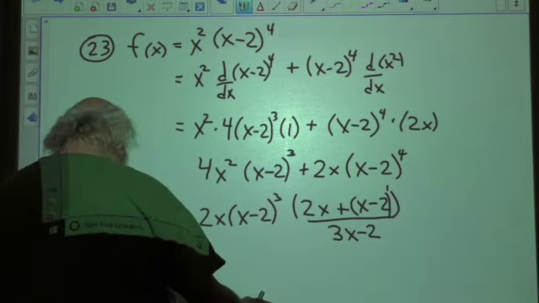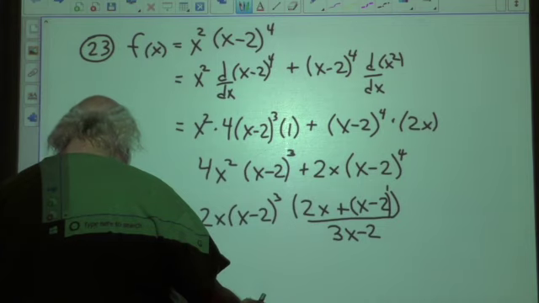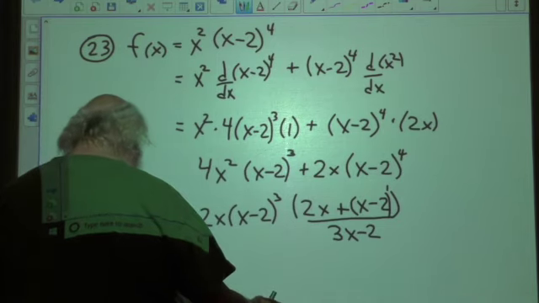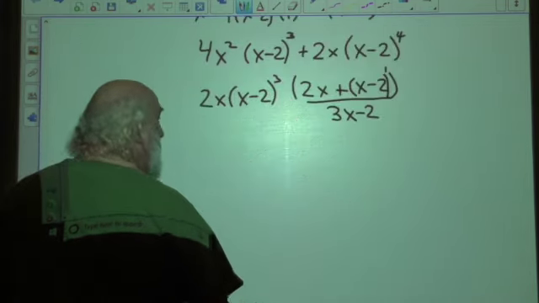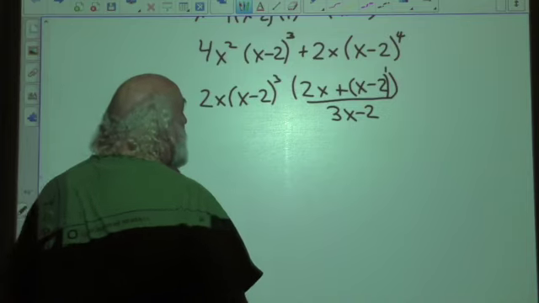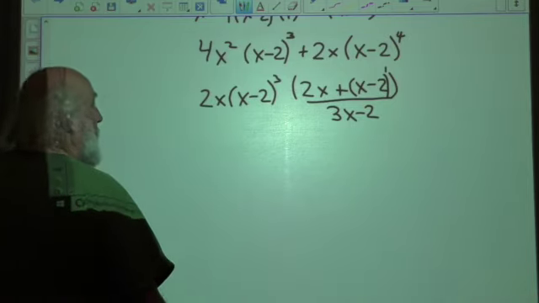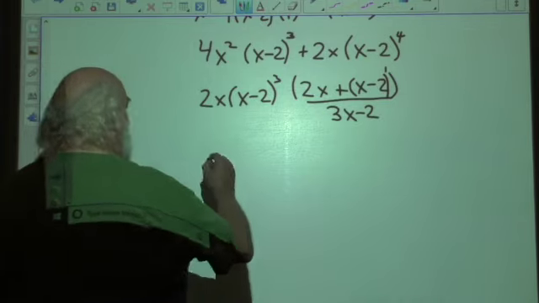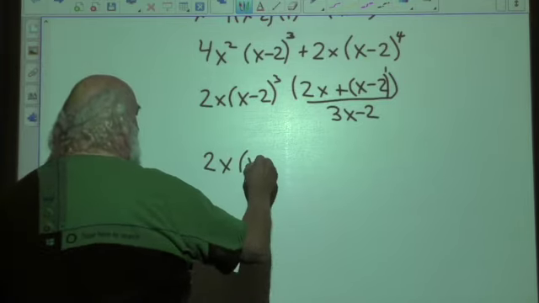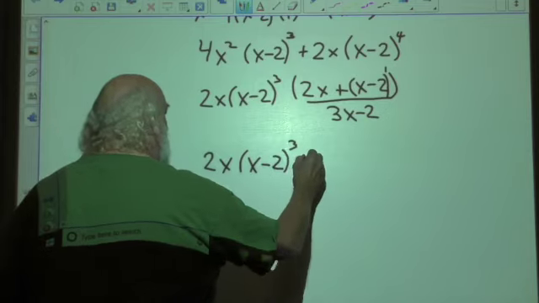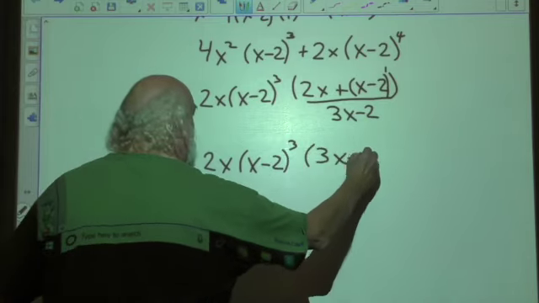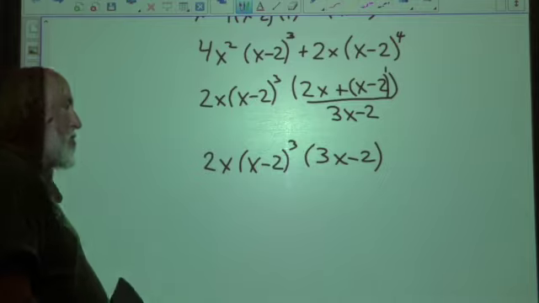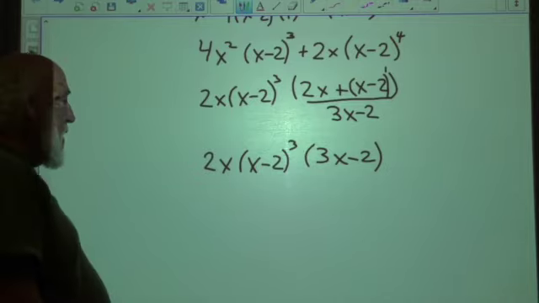Yes, that's pretty much as far as I'm going to go with this. So 2x times x minus 2 cubed times 3x minus 2. That's as factored out as I'm going to get for that. So we're going to stick with that answer.